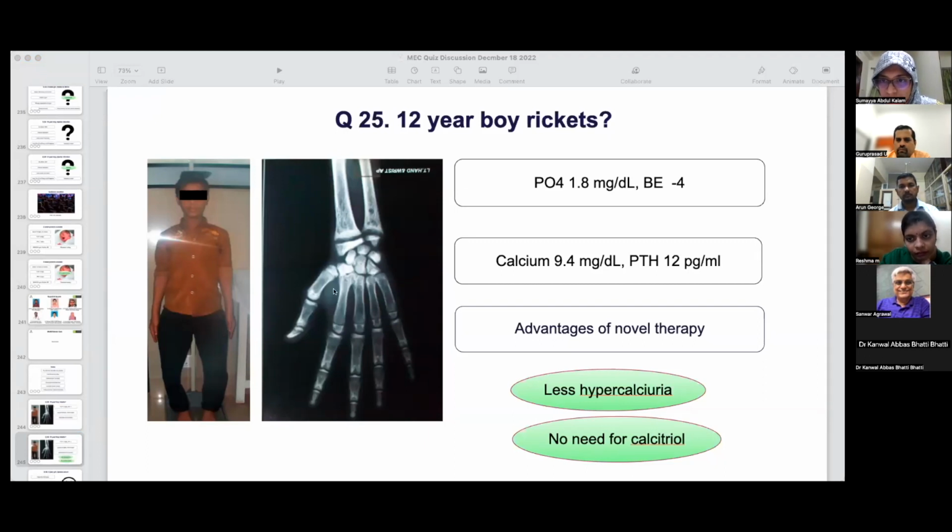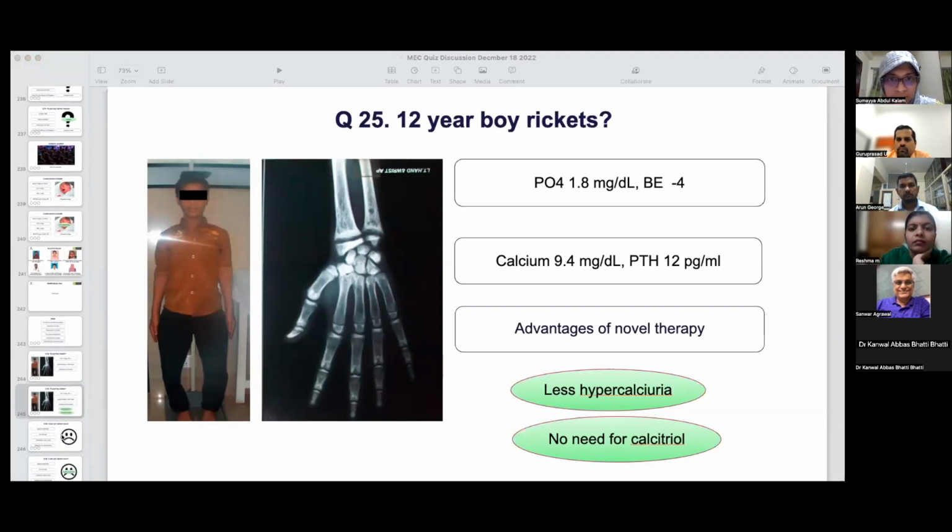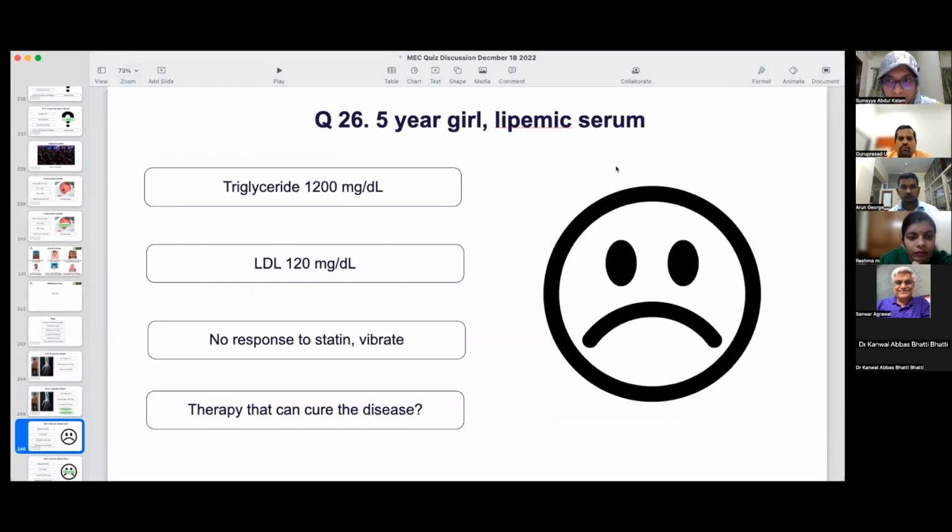I am resetting again. The next question is a 5-year-old girl with lipemic serum, very high triglyceride. Dr. Arun George, gene therapy. Which therapy? Name the therapy. You have to give me the specific name of the therapy.